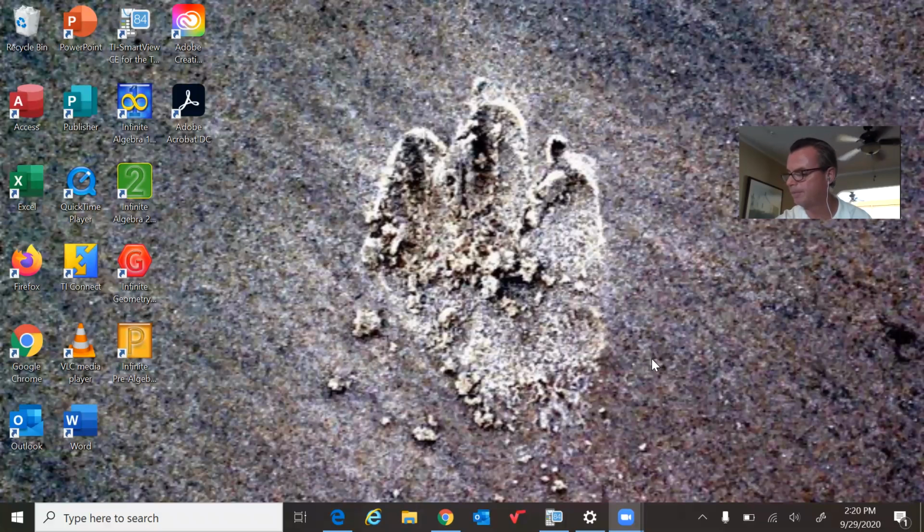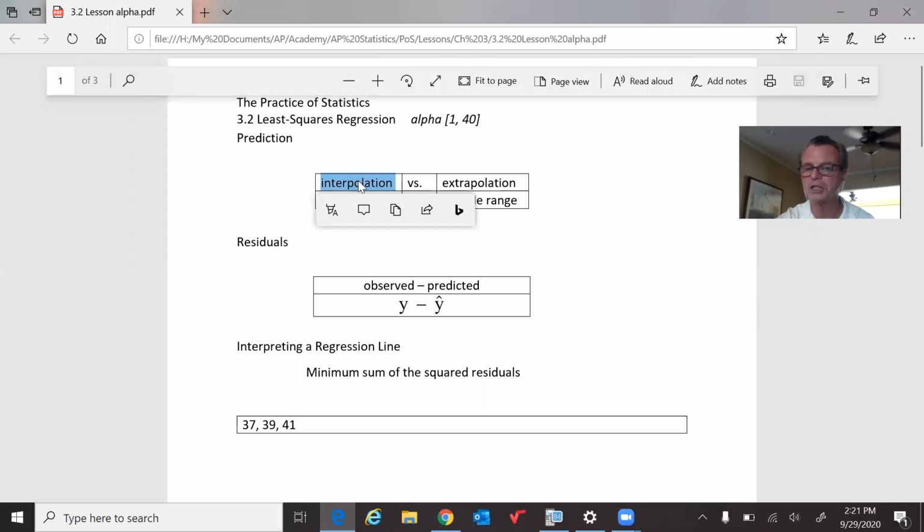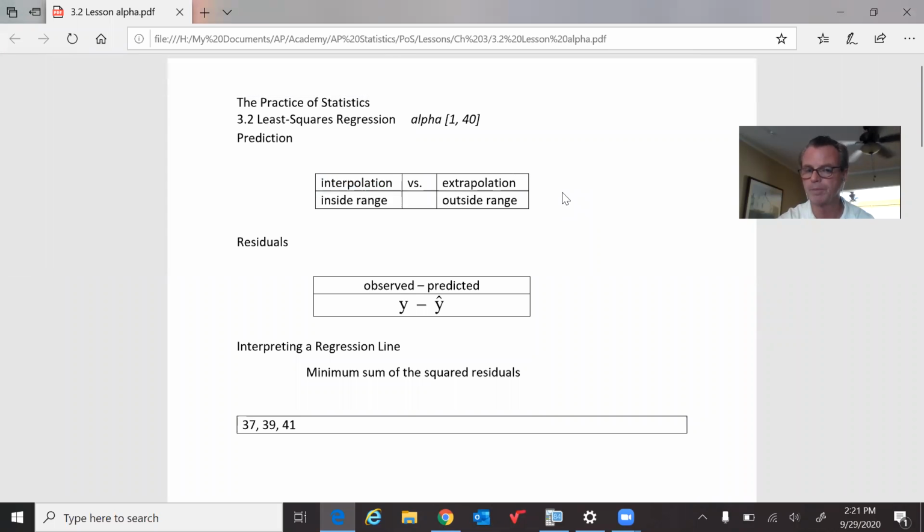This is going to be the 3-2 alpha lesson, okay? And we're going to start with the PDF. And the first thing is a definition. The definition or the distinction between interpolation and extrapolation. You're going to see that in one of the problems.